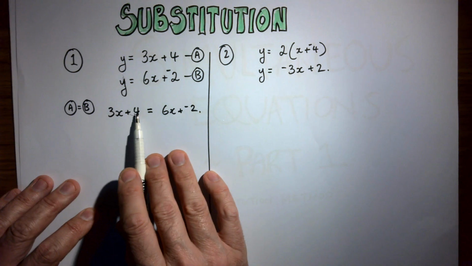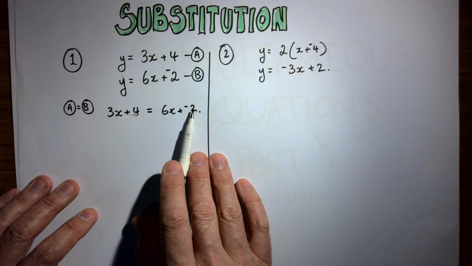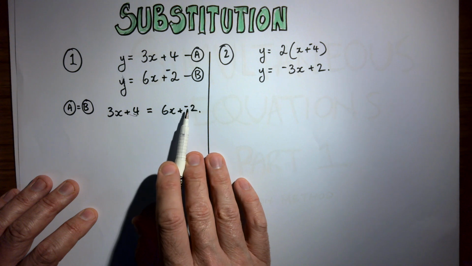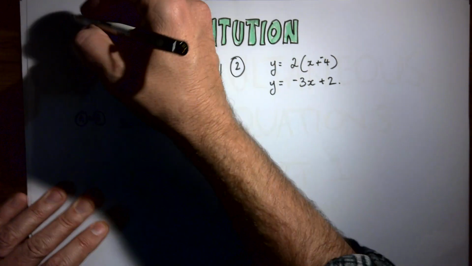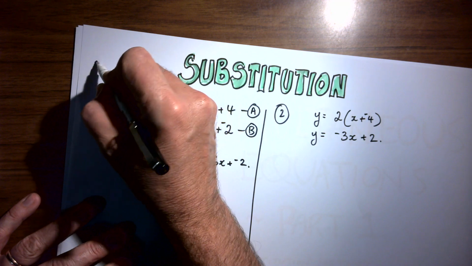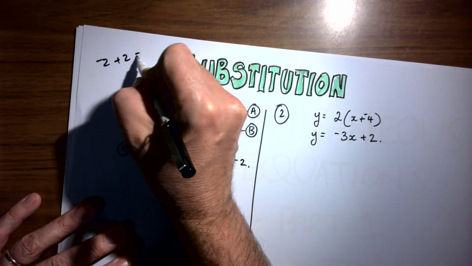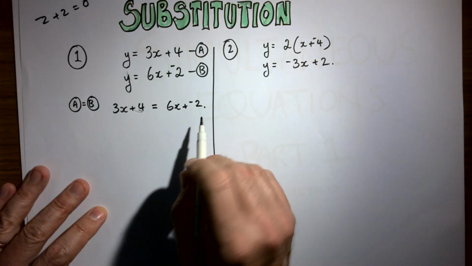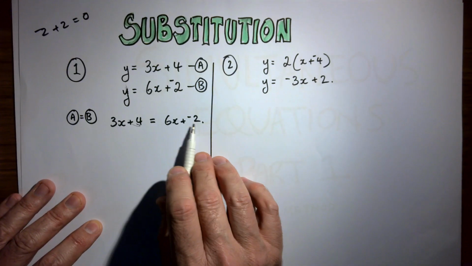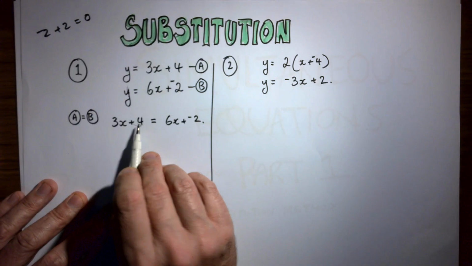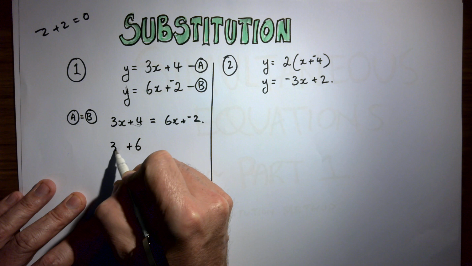So you can do things like this. To get rid of that, I just add 2 to both sides, because negative 2 plus 2 equals 0. Boom. If I just add 2 to both sides, that'll be gone. So 4 plus 2 is 6.